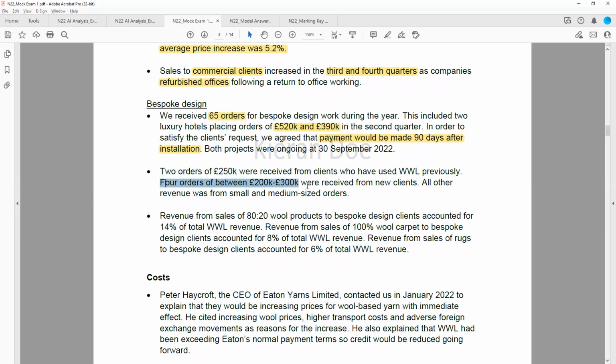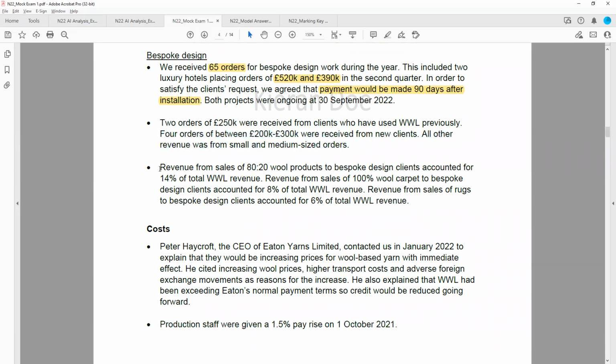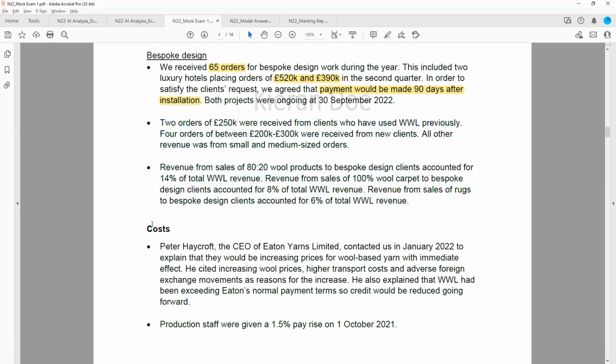And I might think here, okay, well, I'll do some analysis on these numbers when I get to doing bespoke. But I can just see here, I've got reasons why revenue from wall products accounted for this amount. So this looks probably a bit more complicated to deal with, but I'm definitely going to try and use this in my answer as much as possible.